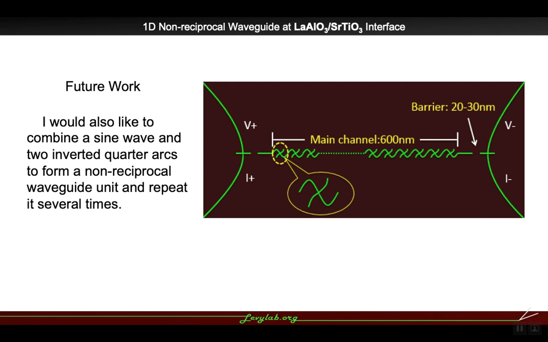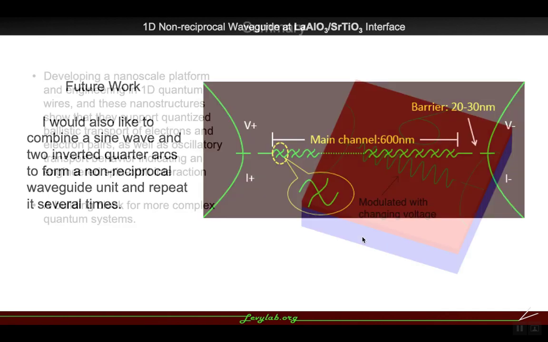For my future work, I will still focus on the non-reciprocal waveguide, but with some new structures. Now I would like to combine a sine wave and two inverted quarter arcs to form a unit and repeat it several times. Then it forms a new non-reciprocal waveguide. The research will be done in the future.